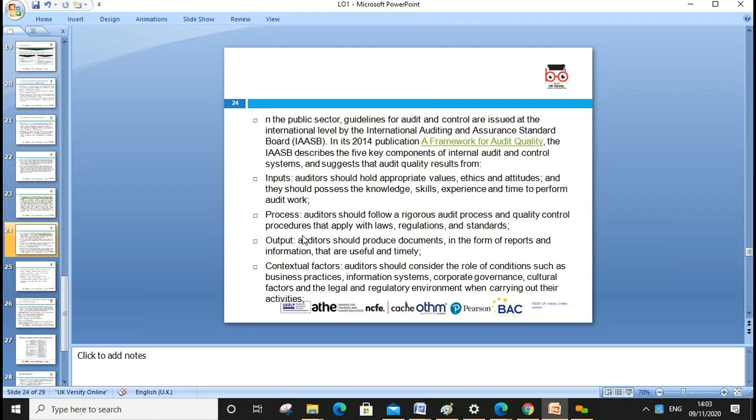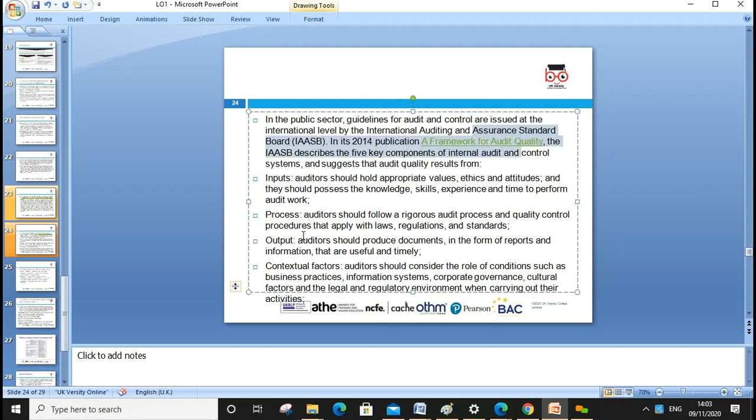Then we have others in the public sector organization. We know private sector, public sector, PLC. They should have an assurance audit standard. They have a quality audit standard. They have to focus on the 5 components. Input should be appropriate values, should follow the ethics, should be attitudes, knowledge, skill, and experience. The auditor should check all these.